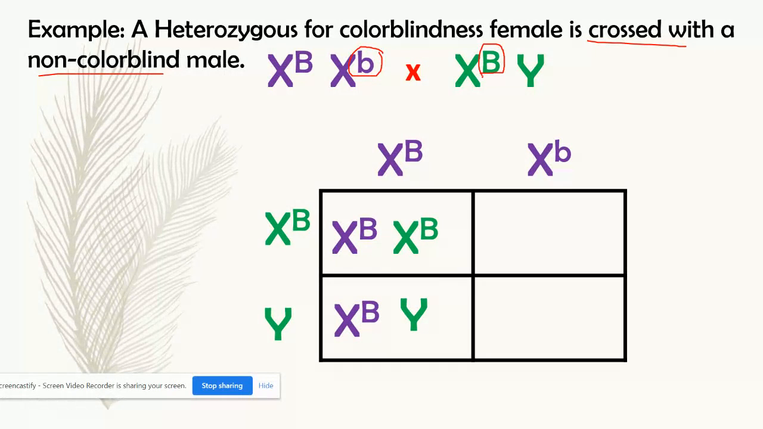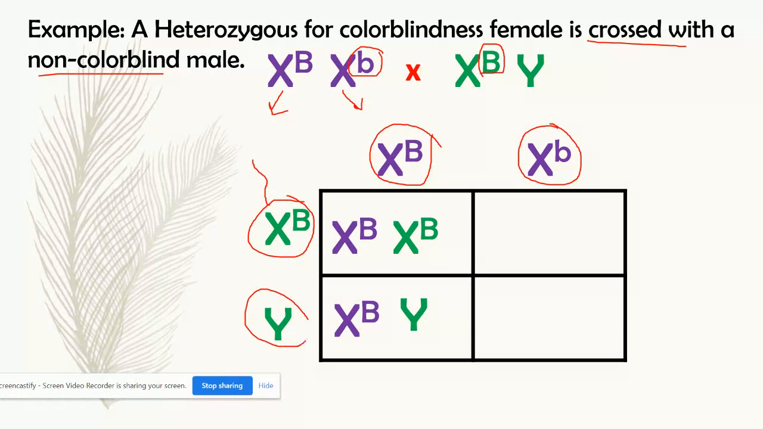So here you can see that the mother, the female, during Mendel's law of segregation, all of her eggs will inherit an X chromosome. Every single egg will have an X, and it is the father whose sperm, 50% will carry an X, and 50% of his sperm will carry a Y.